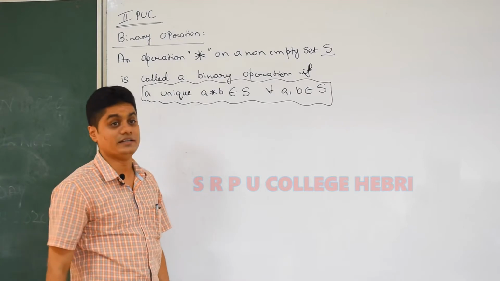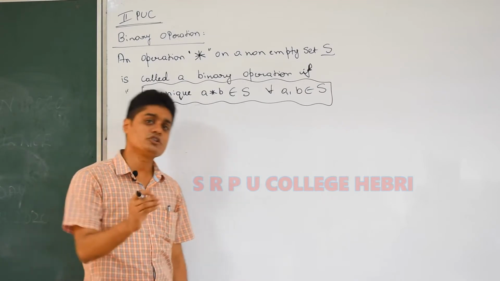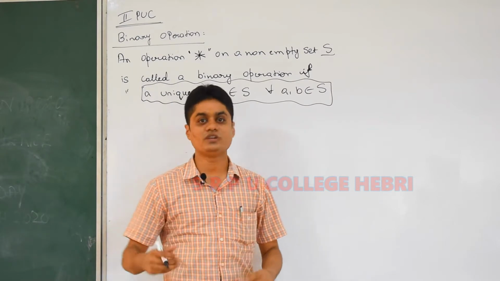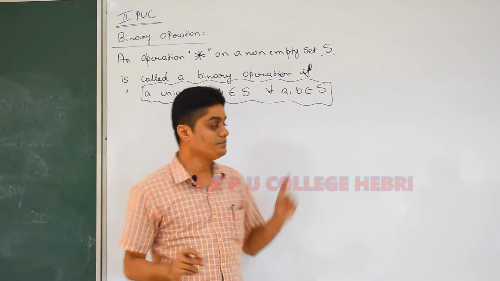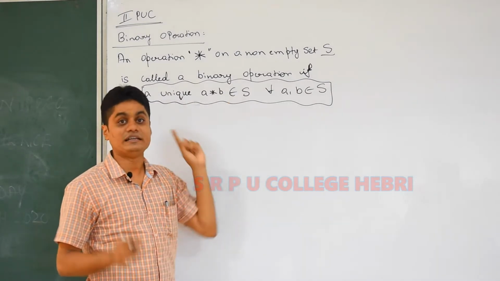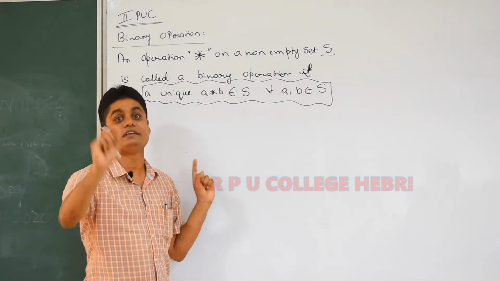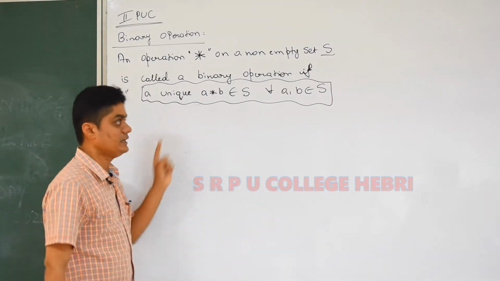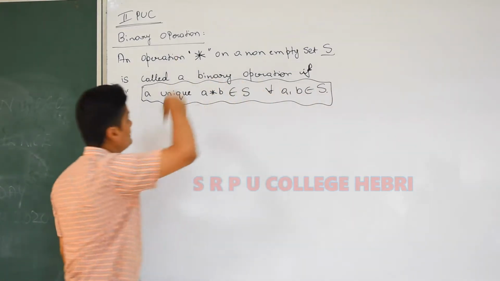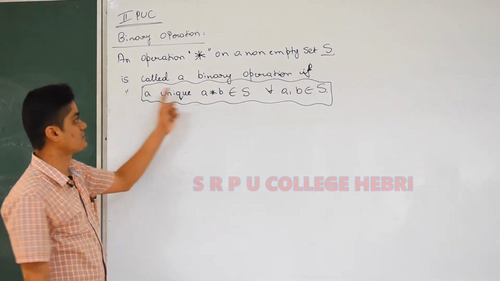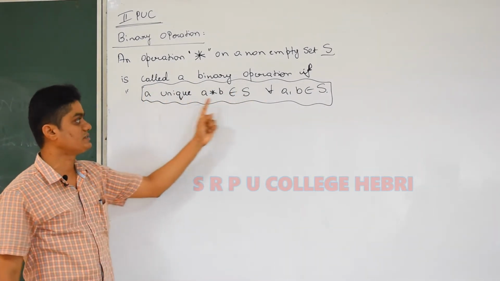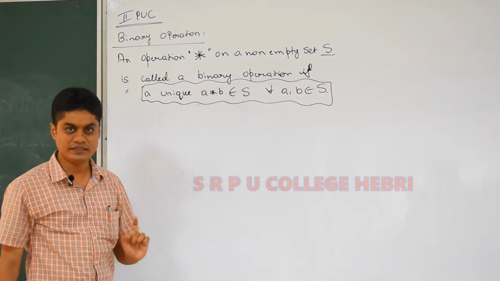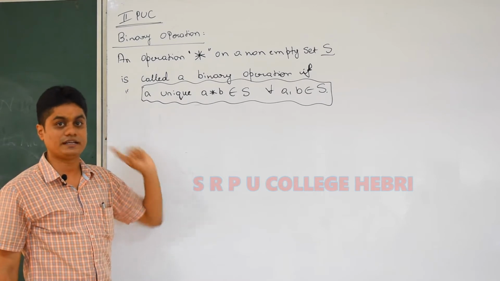In 2019, the first question is this itself. Usually you don't write the definition properly. So if you don't know one question in part A, you lose marks. So be careful. This question was asked in the 2019 final exam for 1 mark: define a binary operation. Then the definition must be like this: an operation star on a non-empty set S is called a binary operation if a unique A star B belongs to S for all A, B belongs to S. So remember this definition, it was asked in a final exam one year.